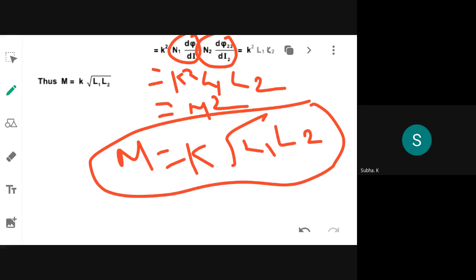Make a note of this also. So what is the formula for mutual inductance in terms of coefficient of coupling and inductances? K into root of L1 by L2. Okay. Have we made a note? Shall we proceed to the problem?